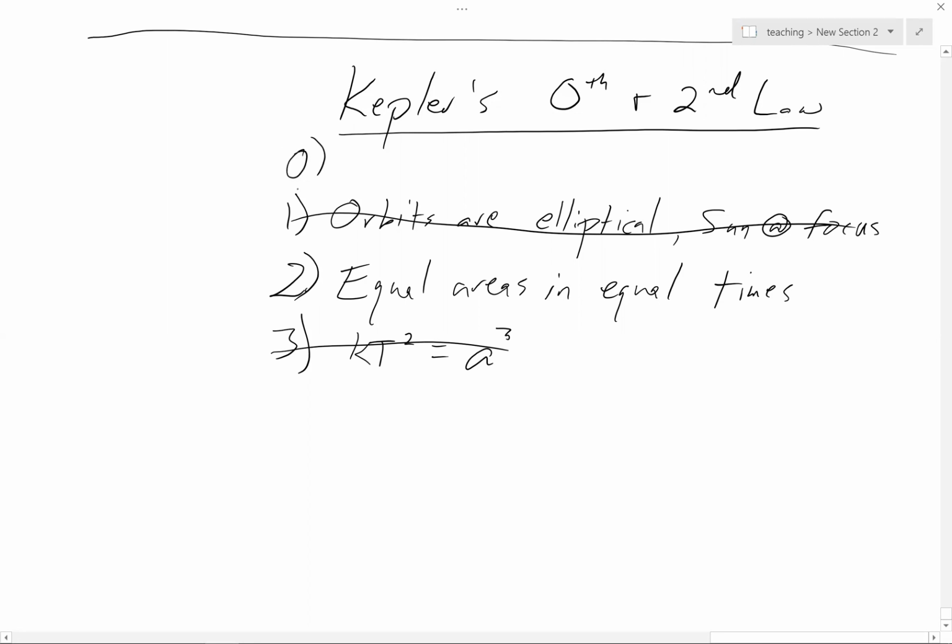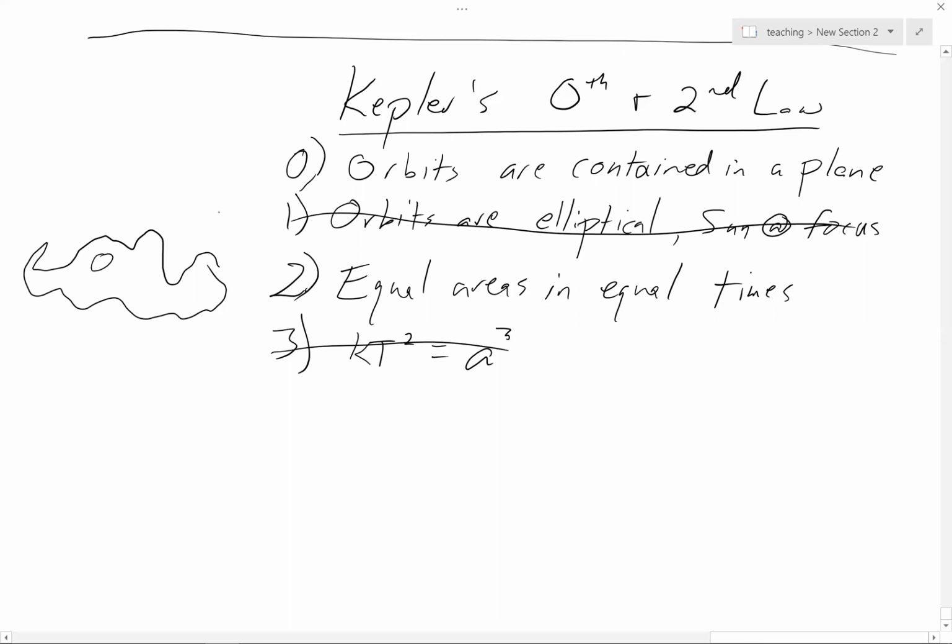And actually there's a zeroth law that people recognized later, which is that any particular orbit is contained in a plane. In principle, you could imagine the sun here and a planet going around and maybe going up and down, in addition to going around in a circle, with a sine curve superimposed on top of it. That can't happen, at least according to Kepler's zeroth law, which he never wrote down.